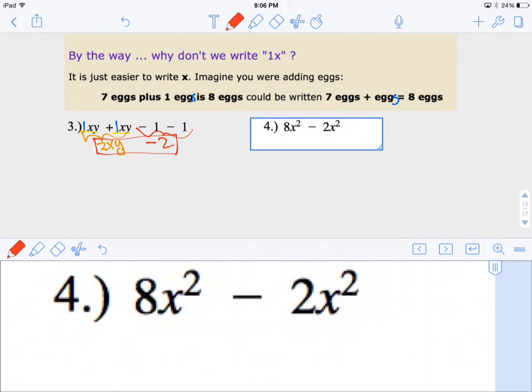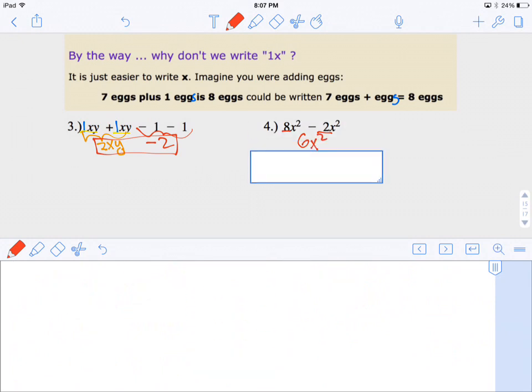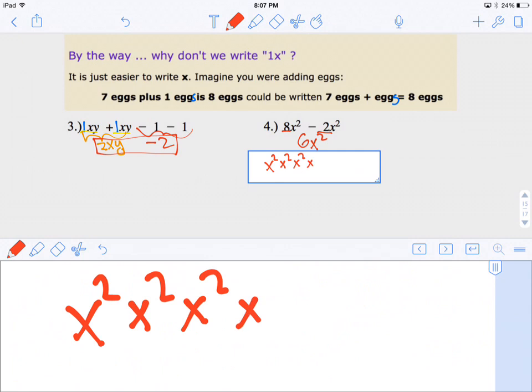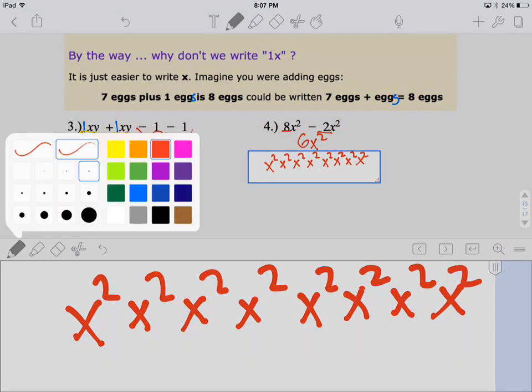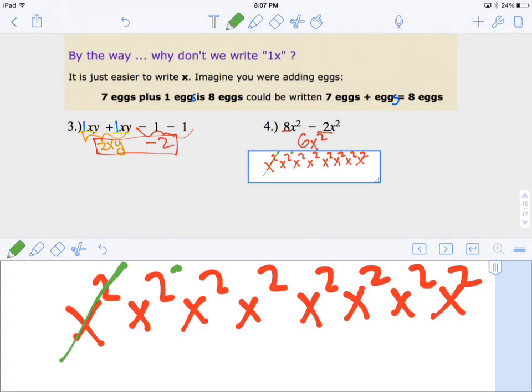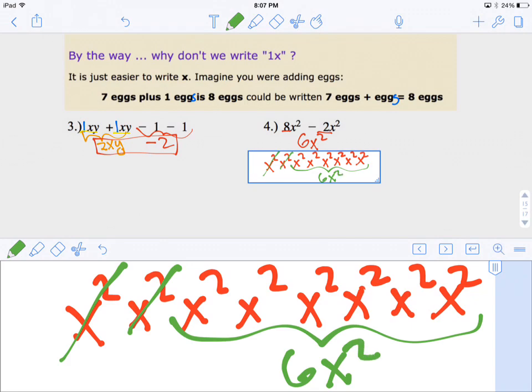Number 4. We have like terms because we got x squareds. They both have the same exponent. So we can subtract just normally. We got 8 minus 2, so we got 6 x squareds. Okay, if you wanted me to draw a picture, you would have x squared, x squared, x squared, x squared, that's 4, 5, 6, 7, 8. And when we would take away 2 of them, take away this one, take away this one, now we only have 6 x squareds. Okay?